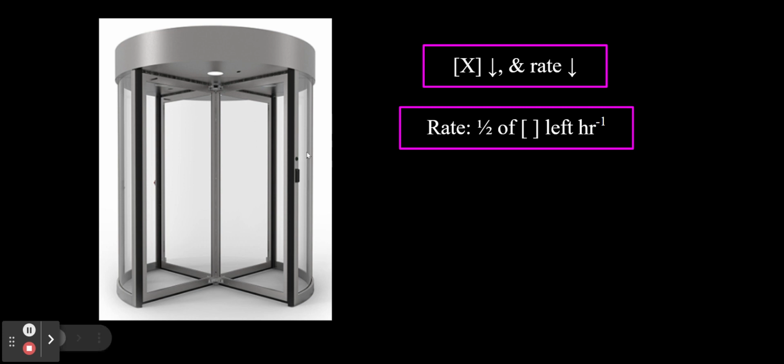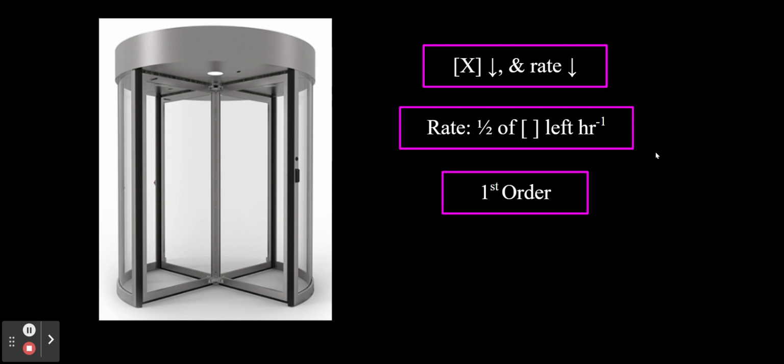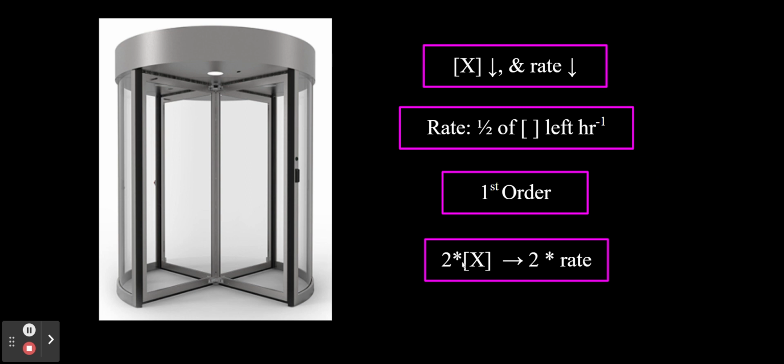In this scenario, it's half of how much you've got left per hour that are going to leave. This is classic first order. Radioactive decay is an example. Typically, though, we think of these as you doubling the concentration, doubling the rate.